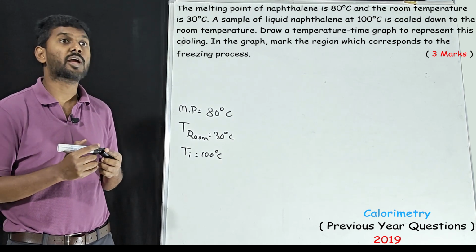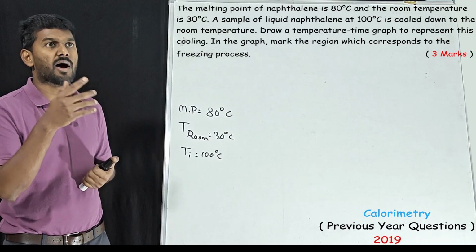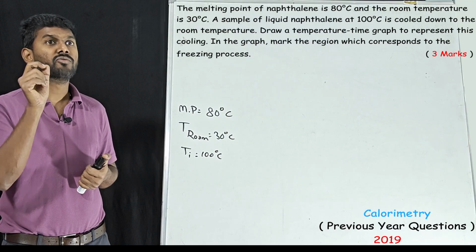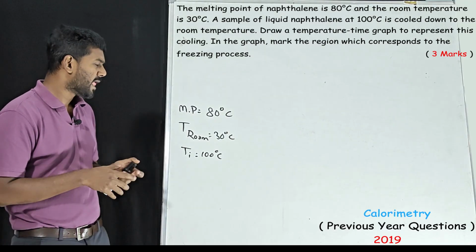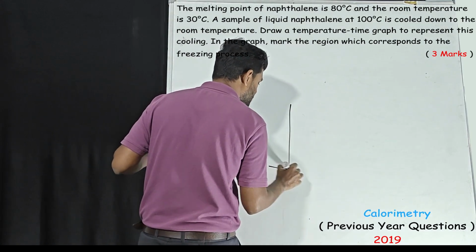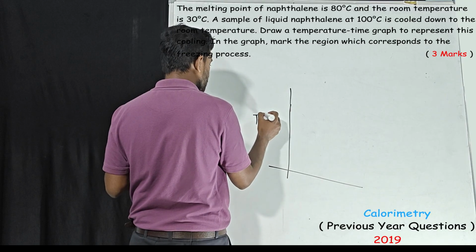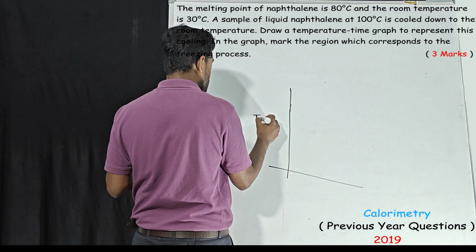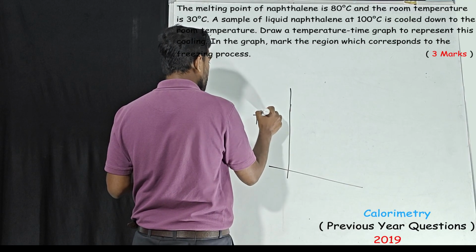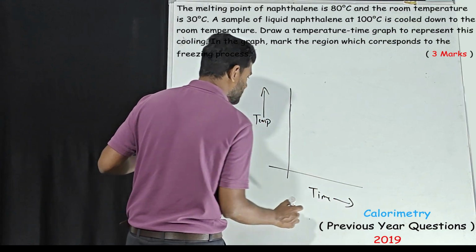Draw a temperature-time graph to represent the cooling, and in the graph mark the region which corresponds to the freezing process. So here a few students will get confused. First we'll write the axes. Here temperature, here time. This is the graph they are asking for, correct?